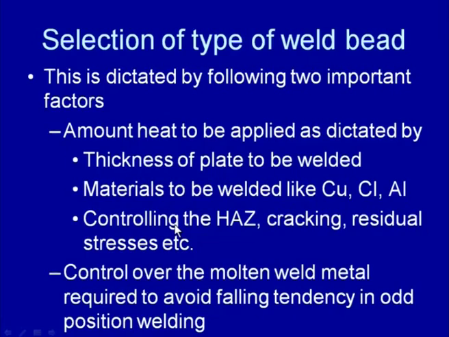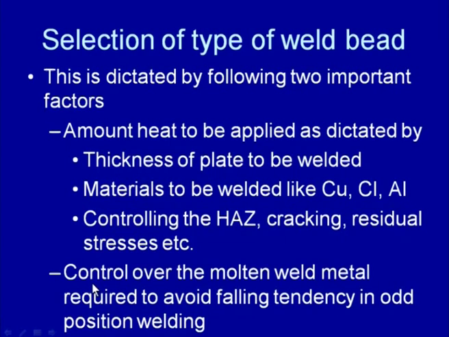Similarly, if you want to supply very little heat during the welding, for controlling the width of the heat affected zone, for controlling cracking and developing the least amount of residual stresses, we will prefer the stringer bead instead of the weaver bead, so that the width of the heat affected zone, cracking tendency and residual stresses can be reduced. So, the amount of heat to be supplied during the welding dictates the type of weld bead to be used. If you want to use less heat for developing a sound weld joint, then we will use a stringer bead, otherwise the weaver bead will be used.